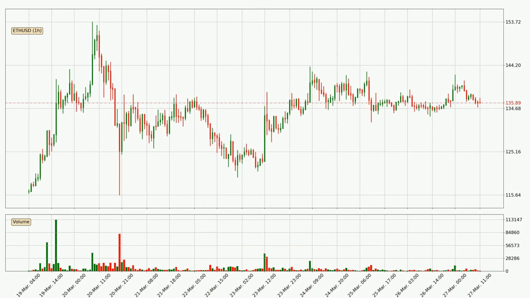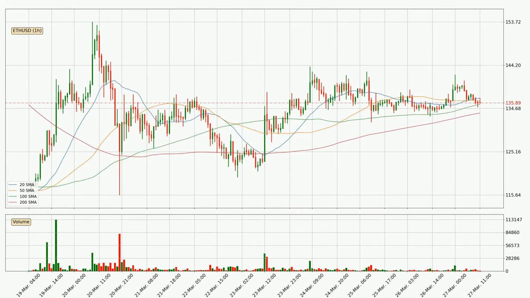Looking at the Ethereum hourly time frame, the price went up around 3.7%, but then came quickly down again in the last 24 hours, with a current price of 136. Moving to the hourly simple moving averages, at the moment, the price is between the 100 and the 50 SMA. If the price bounces off the 100 SMA, which is currently at 136, it could be seen as a support, and the 50 SMA that is at 136 could be perceived as a resistance to the upside.